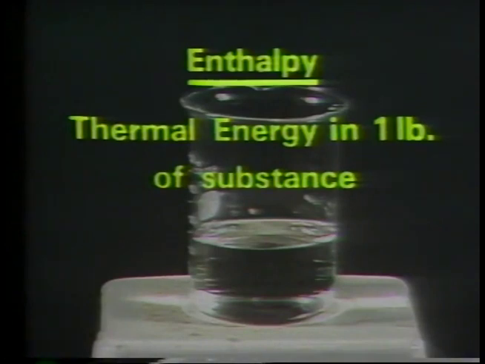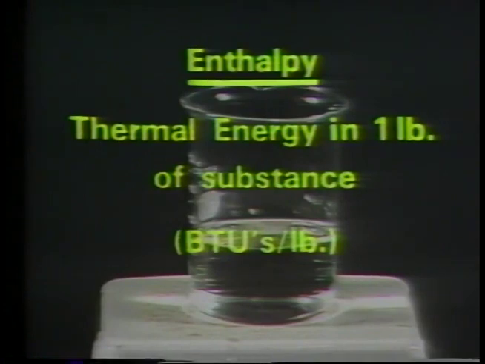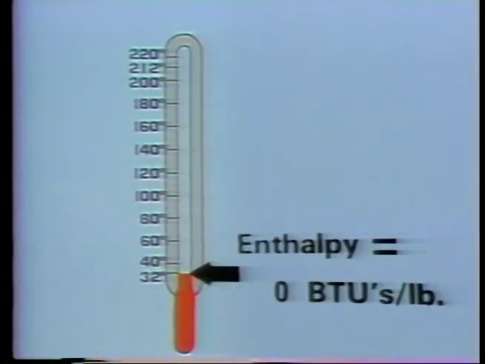The final property that we'll look at is enthalpy. Enthalpy is the thermal energy or heat content in a pound of a substance, in this case water. Enthalpy is measured in BTUs per pound, and the symbol for enthalpy is a small h. At 32 degrees Fahrenheit, the enthalpy of water is 0. Enthalpy increases approximately 1 BTU per pound for every 1 degree Fahrenheit increase in temperature.